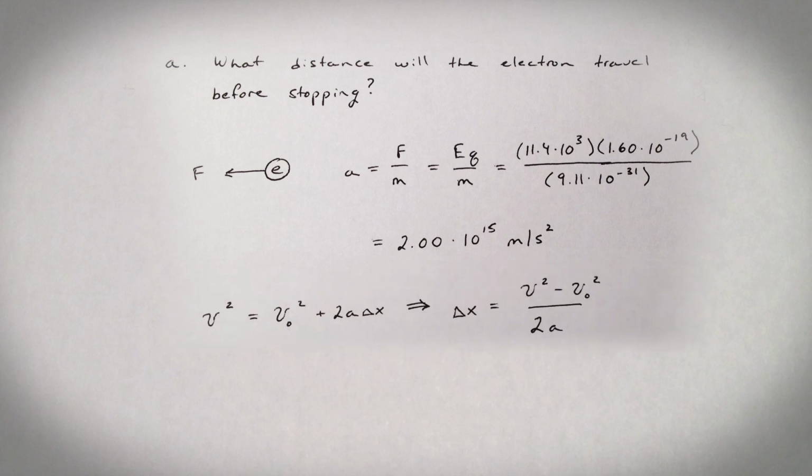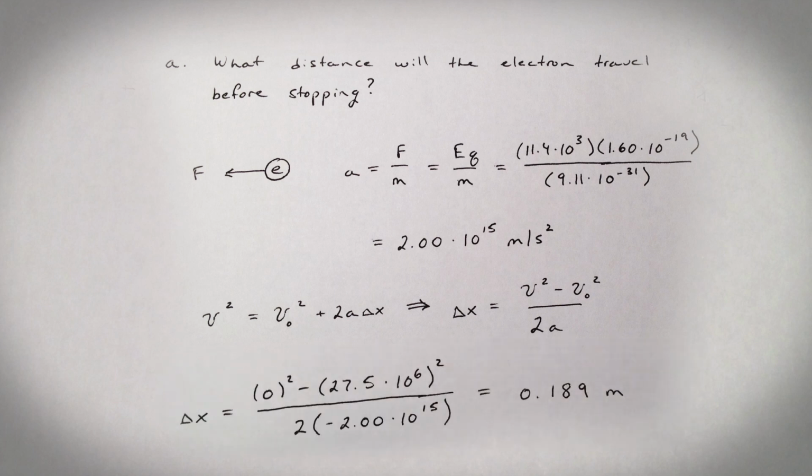We can now use v squared equals v0 squared plus 2a delta x to find the distance that the electron is going to travel before stopping. We can rearrange the terms in the equation and then substitute 0 for v final because the electron is going to stop, and then substitute v0, which was given initially, and then use the acceleration that we just found. Because the electron is going to accelerate to the left, we need to put a negative sign in front of the acceleration value. Accurate to 3 decimal places, that simplifies to 0.189 meters.